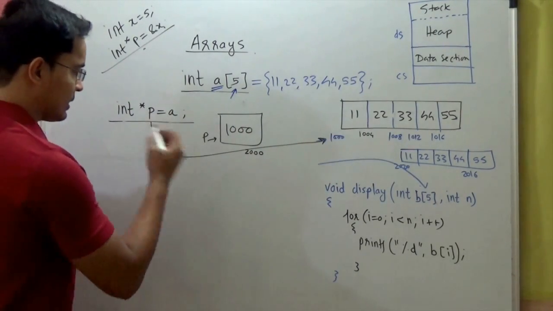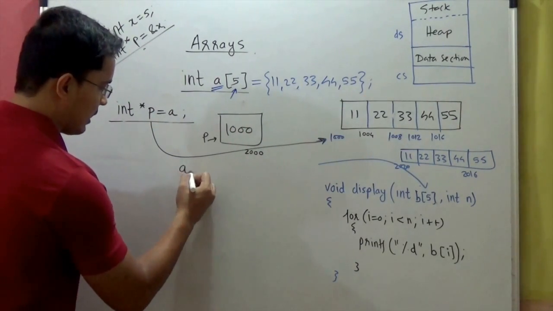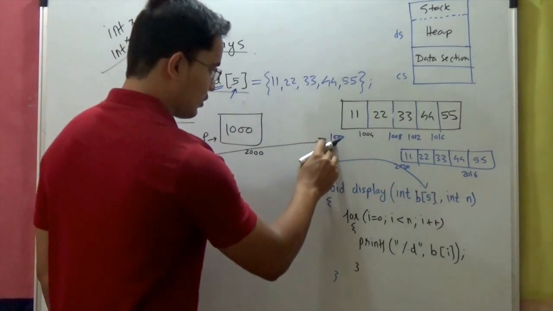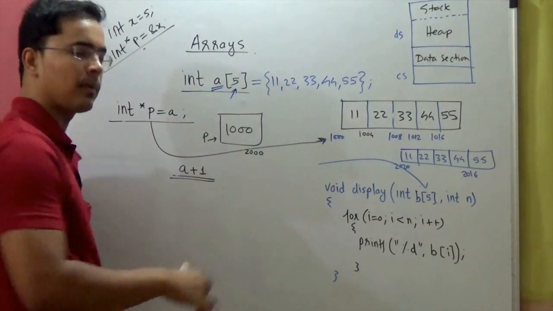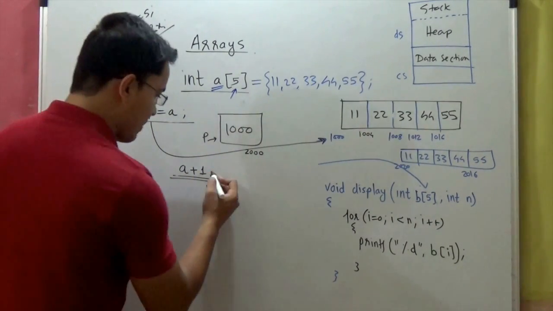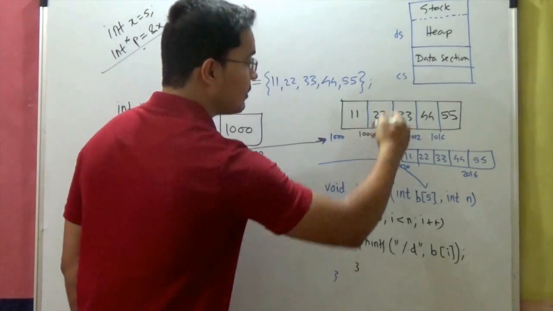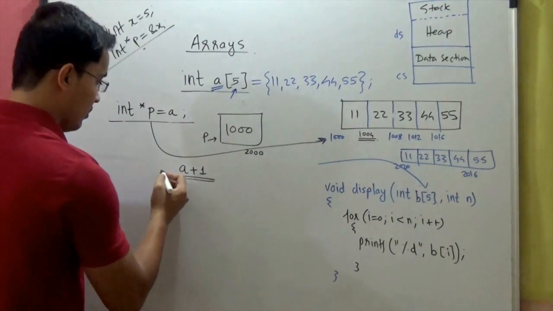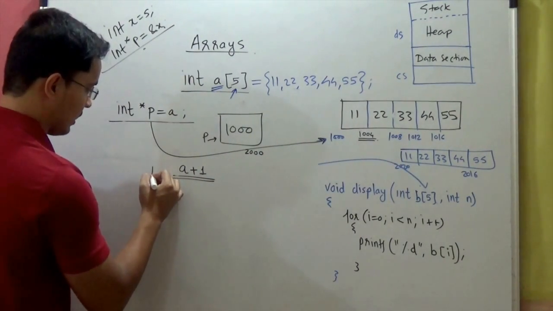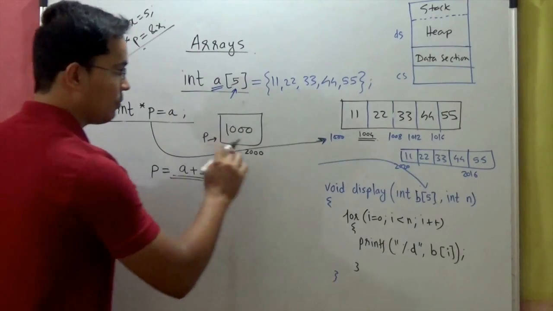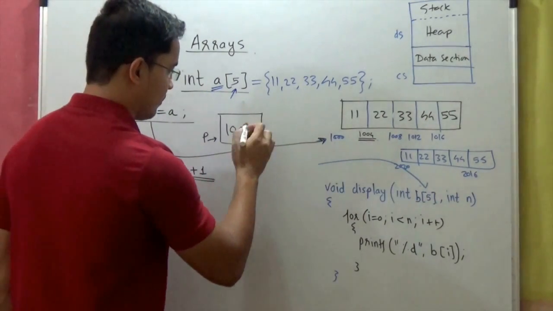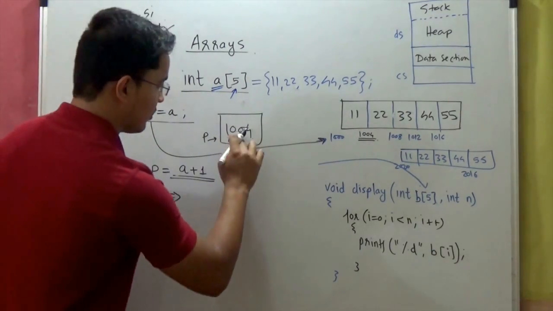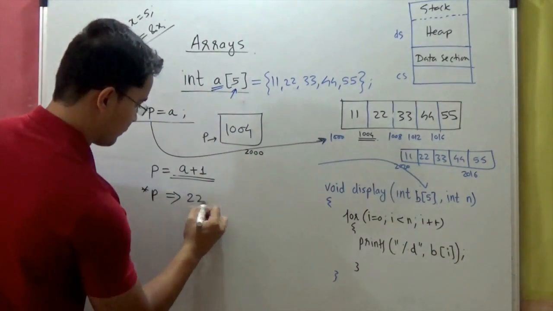What if I say a plus 1? What will I get? a is 1000, base address. What if I say a plus 1, right? So a plus 1 will give me the address of the next element in the array, that is 1004. Now I can also assign this to p, right? p = a + 1. So now p will store address 1004, right? And if I say *p, I will get the value at 1004, which is 22.